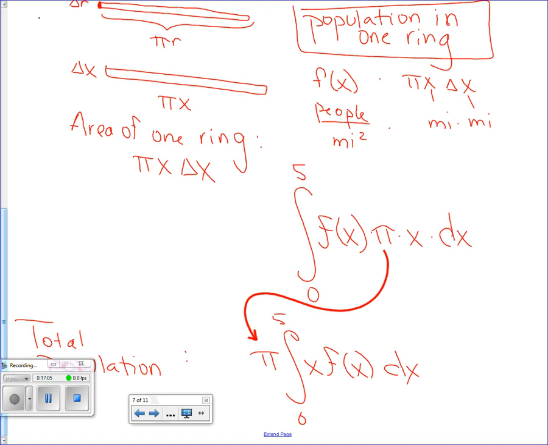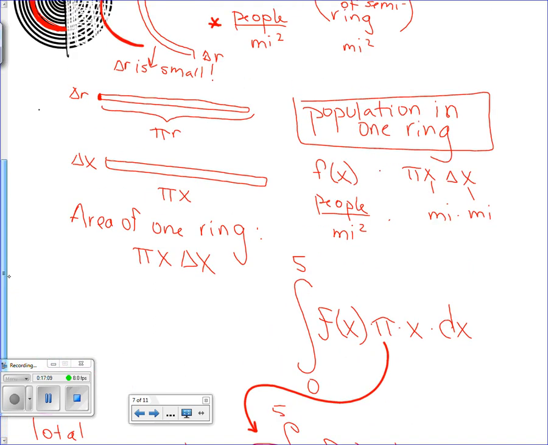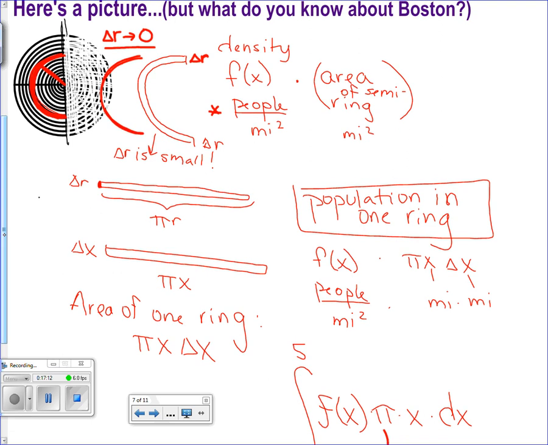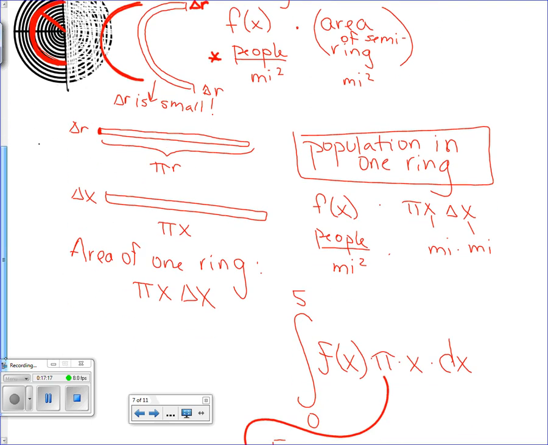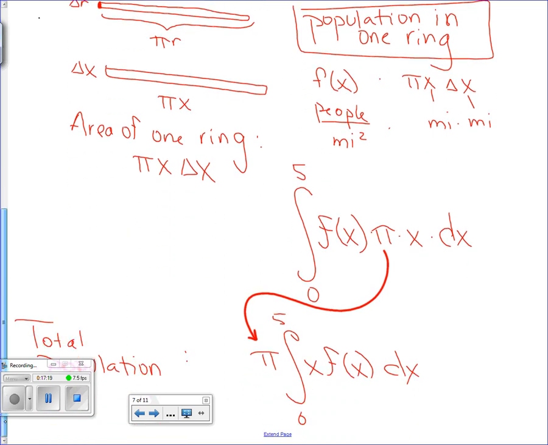Okay? Cool problem. Very, very cool. I hope you appreciate that we can do this little area of one semi-ring as delta x times pi x. I'll go back down here so you can make sure and get that integral written down. Pause it if you need to copy this.